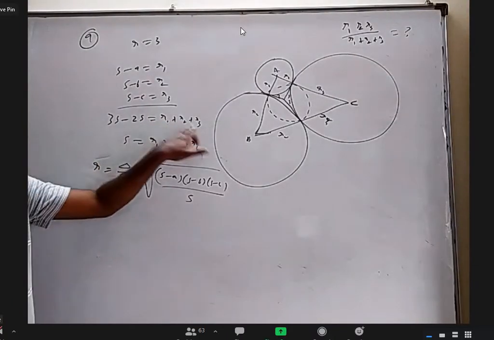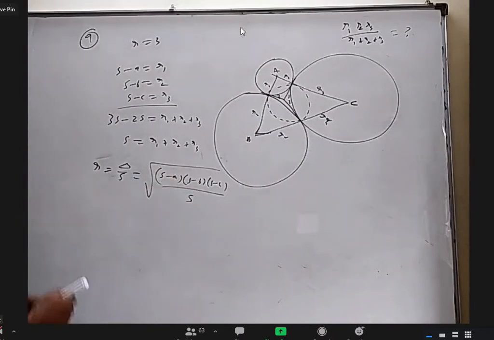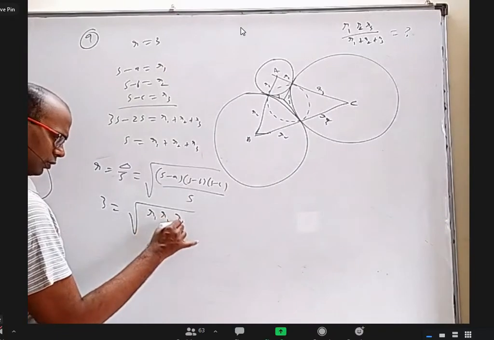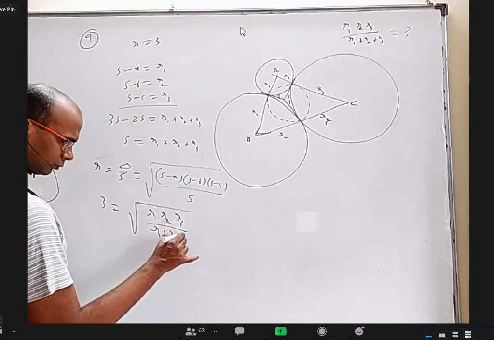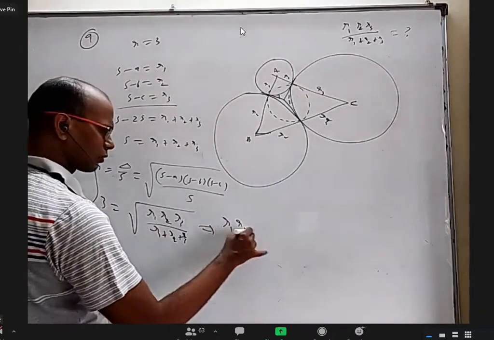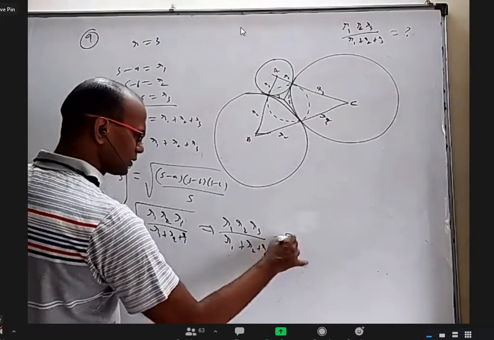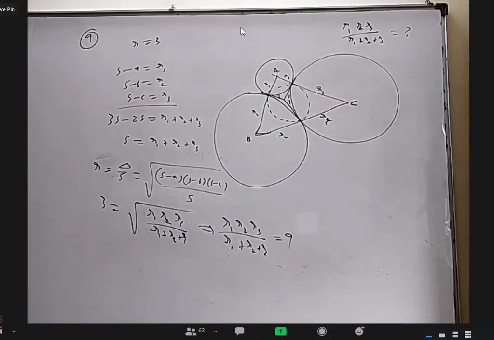Earlier they gave R1, R2, R3 and they asked small r. Now reverse, they gave small r and they asked this one. This is 3. This is R1 into R2 into R3 by R1 plus R2 plus R3. When you square it, you will get R1 R2 R3 by R1 plus R2 plus R3 is 9. So product by sum is equal to 9. In fact, I would have told one question and given another one as homework also.